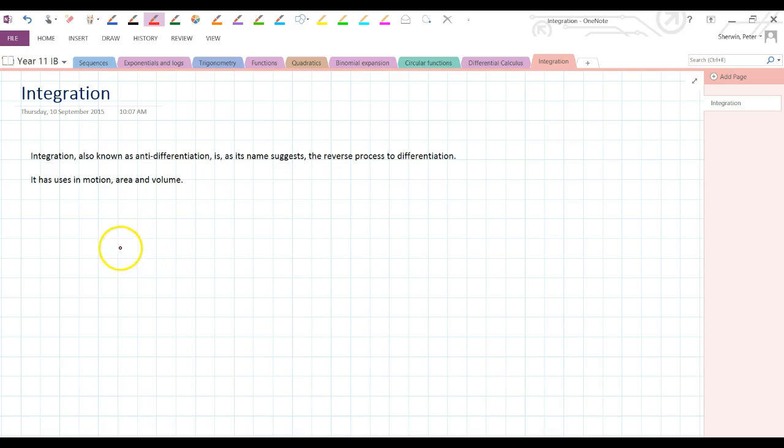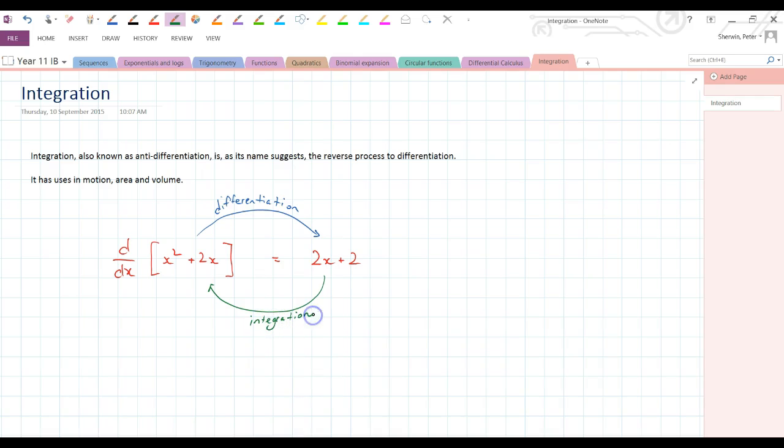So when we differentiate, let's derive the function x squared plus 2x. The derivative of x squared plus 2x is equal to 2x plus 2. Going in this direction is differentiation, or deriving. Going back this way is anti-differentiation, or as we'll most often call it, integration.